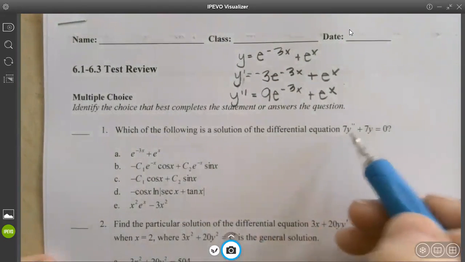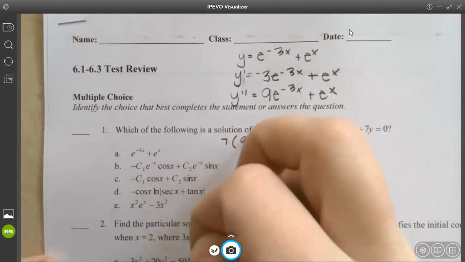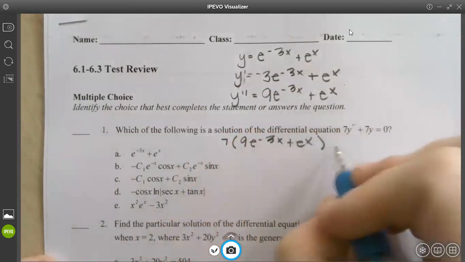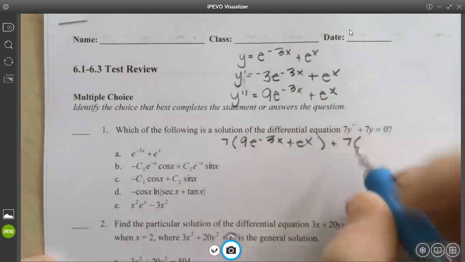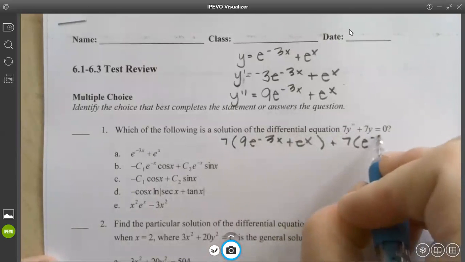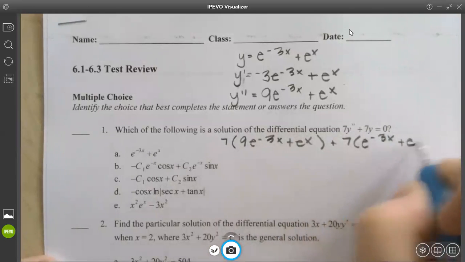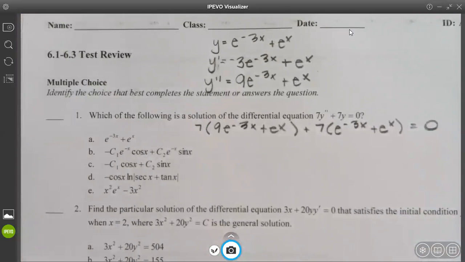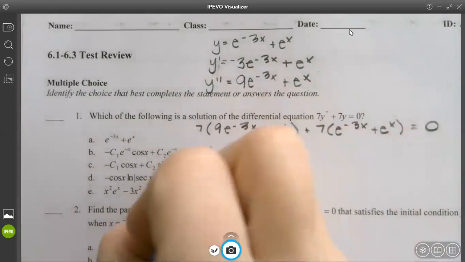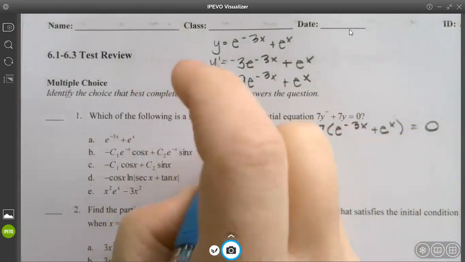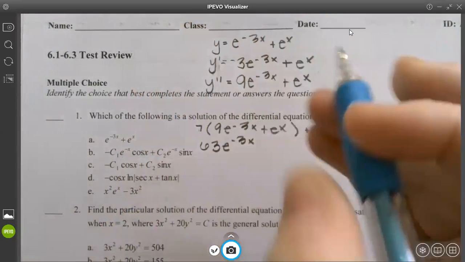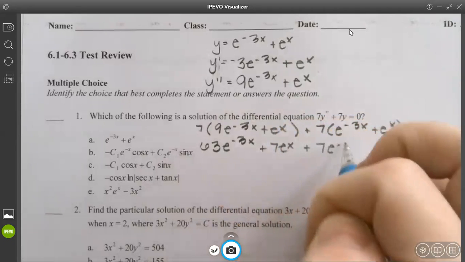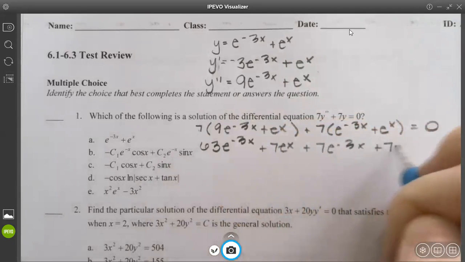So then what you want to do is plug it into this equation. 7 times 9e to the negative 3x plus e to the x, plus 7 times y, which is e to the negative 3x plus e to the x. And you want to see if that gives you 0. So you would want it to cancel out. You can already tell 7 times 9 is, that's okay, 63. And then 7e to the x plus 7e to the negative 3x plus 7e to the x.